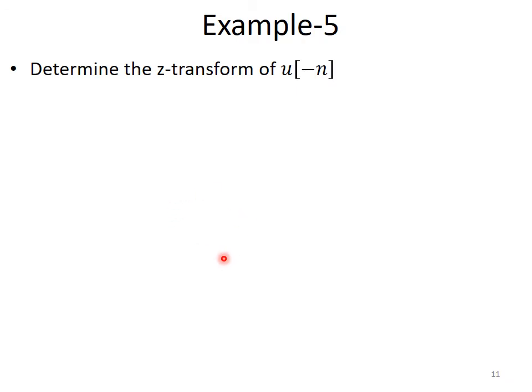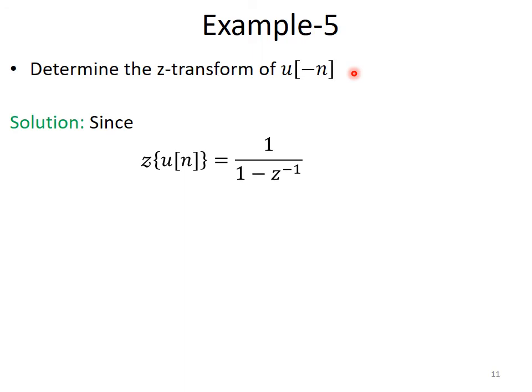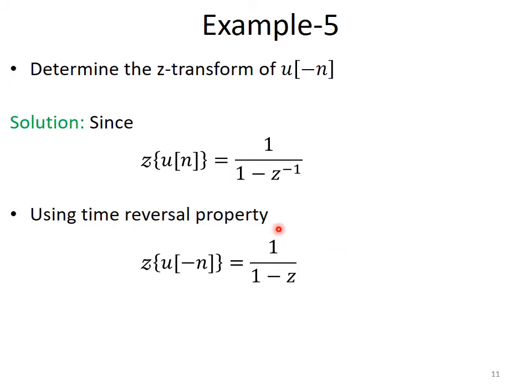Now in this example we have a unit step function which is time reversed, right? So we can use the time reversal property to find out the z transform of the unit step. So we know what is the z transform of the simple unit step function, which is 1 upon 1 minus z power minus 1. Now it is time reversed, so wherever there is z, we will multiply its power with minus 1, right? So 1 upon 1 minus z power minus 1 would become simply 1 upon 1 minus z.